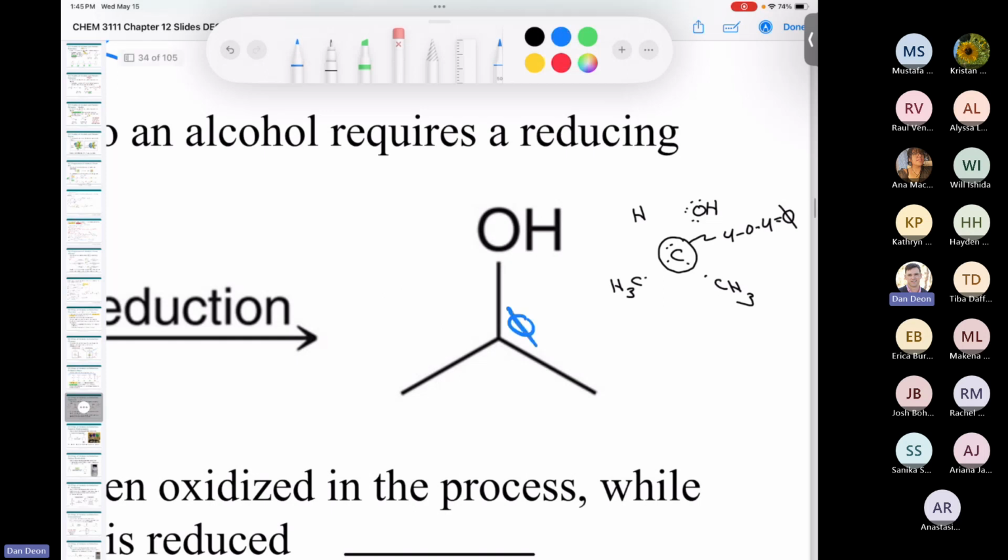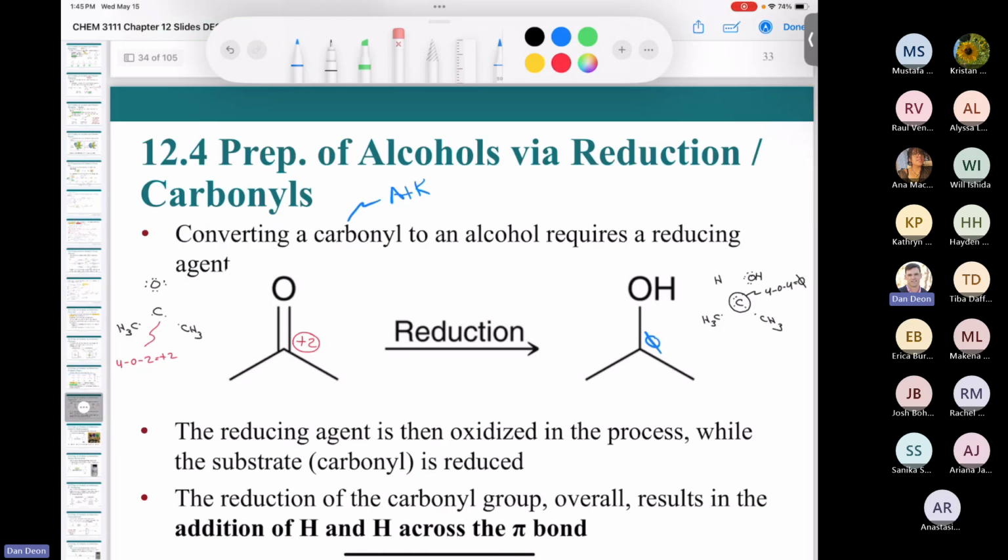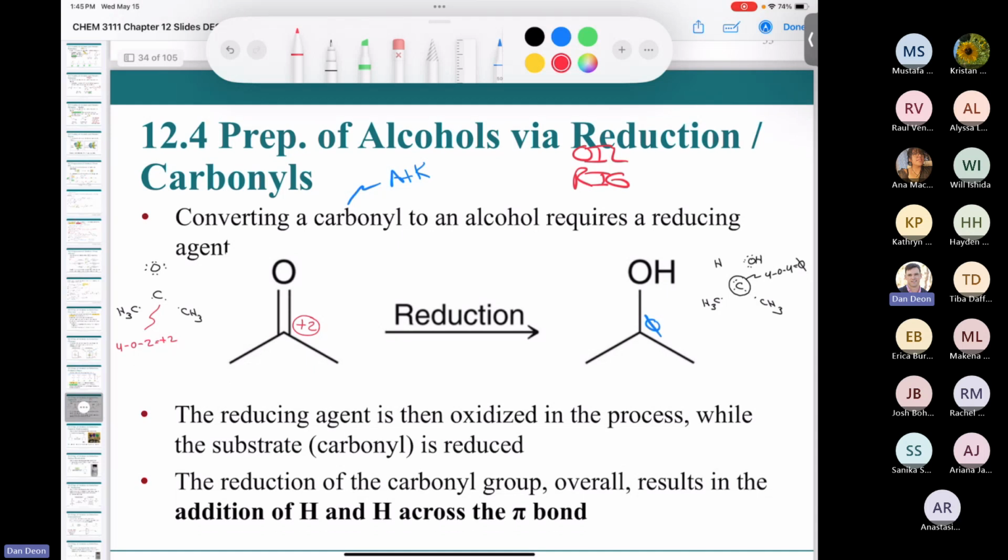Now if we take a look, we can see we're going from +2 to 0. So is this reduction? You bet your Bobby socks it is. We're going to a lower number, we're gaining electrons. If you remember oil rig, oxidation is losing electrons, reduction is gaining electrons. Well, we gained 2 electrons because we went from something more positive to something more negative. So the reducing agent is oxidized in the process and the carbonyl gets reduced.